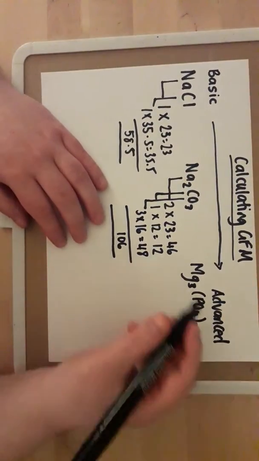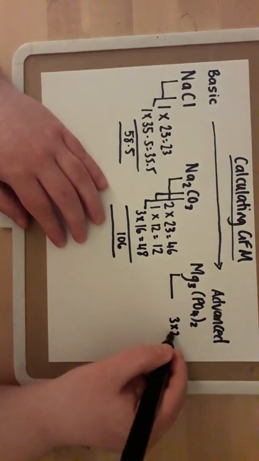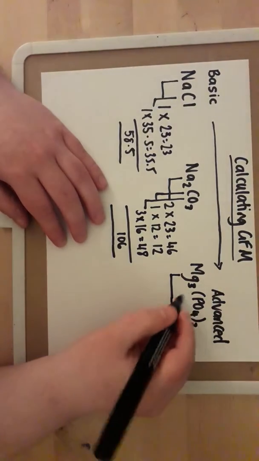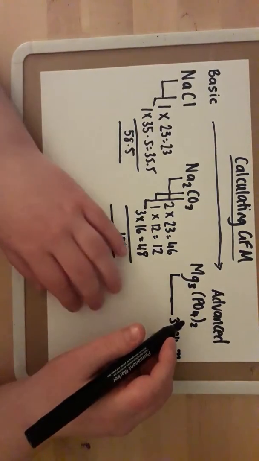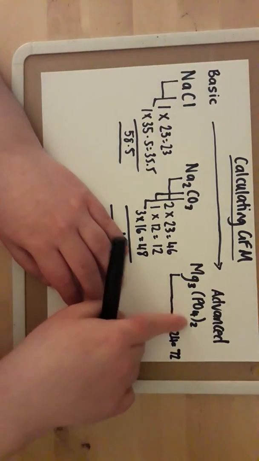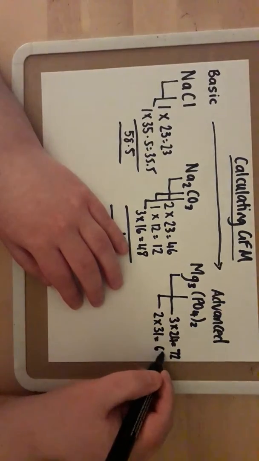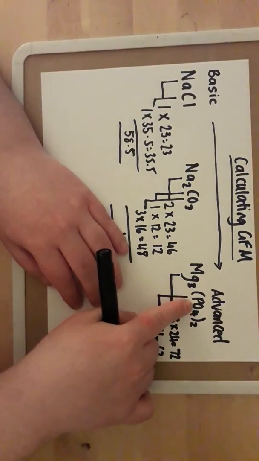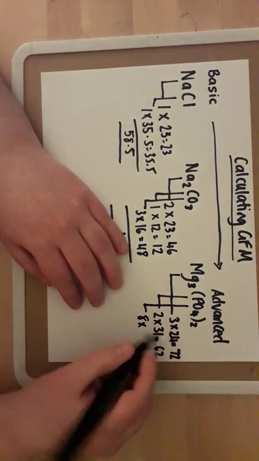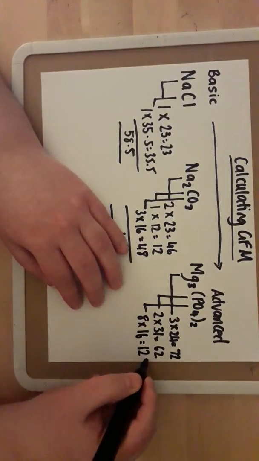My third example is magnesium phosphate. I've got 3 magnesiums, which is 72. And this is where it becomes a bit more complicated. It looks as if I have 1 phosphorus, but actually there are 2 outside the brackets, so that's 2 times 31, which is 62, and then I have 4 oxygens, but I have it multiplied by 2, so that's 8 oxygens in total. So that's 128 for that section.